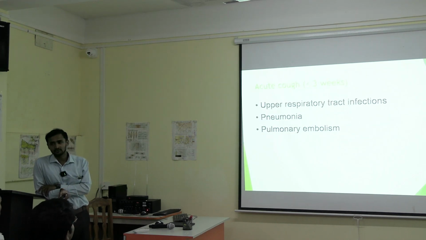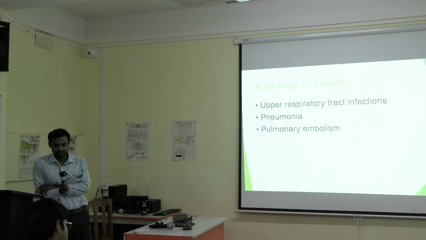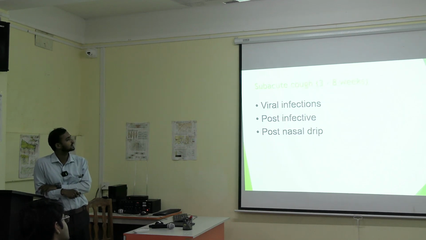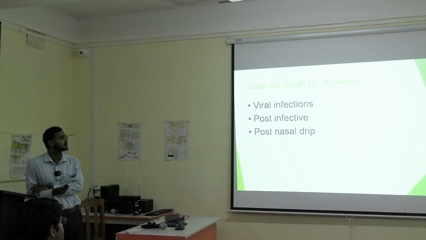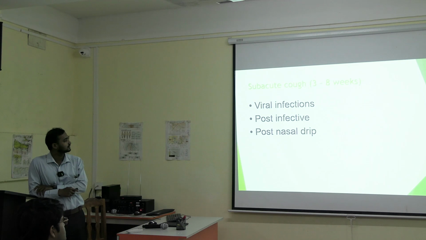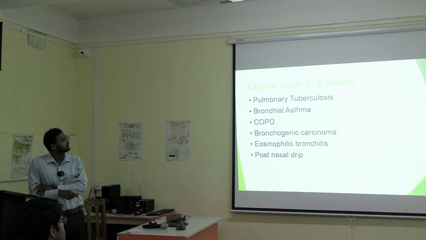So if it is acute, it has to be less than 3 weeks. If it is subacute, then it is 3 to 8 weeks. In case of certain viral infections, there is a post-infective period. And if it is more than 8 weeks, it will come under chronic. Certain diseases like TB, bronchial asthma, and COPD have chronic cough. Usually the cough persists more than 8 weeks.